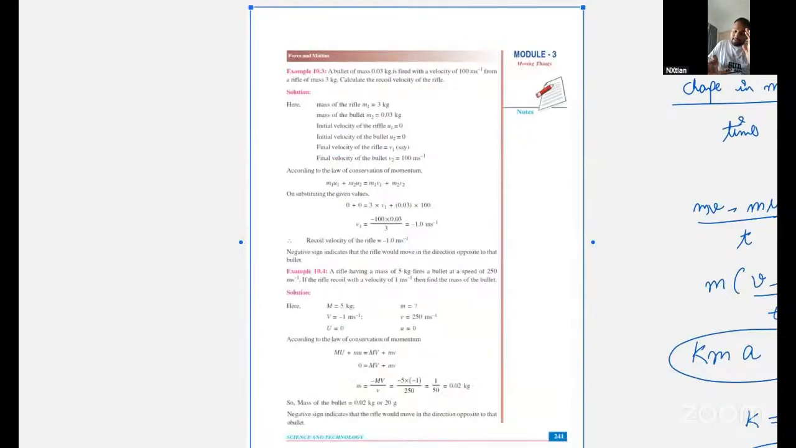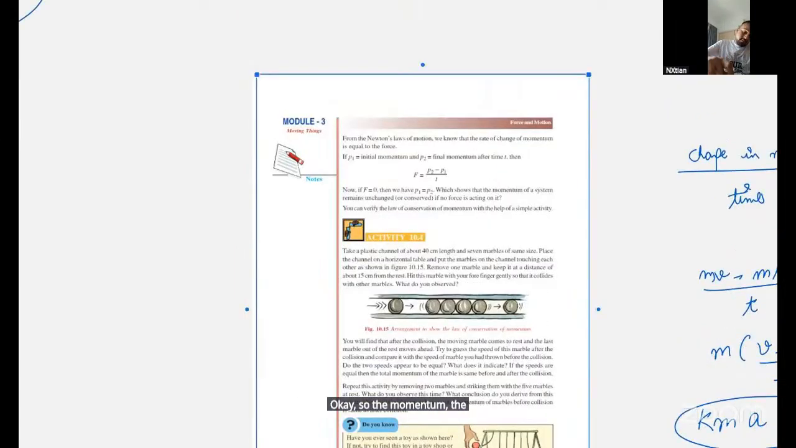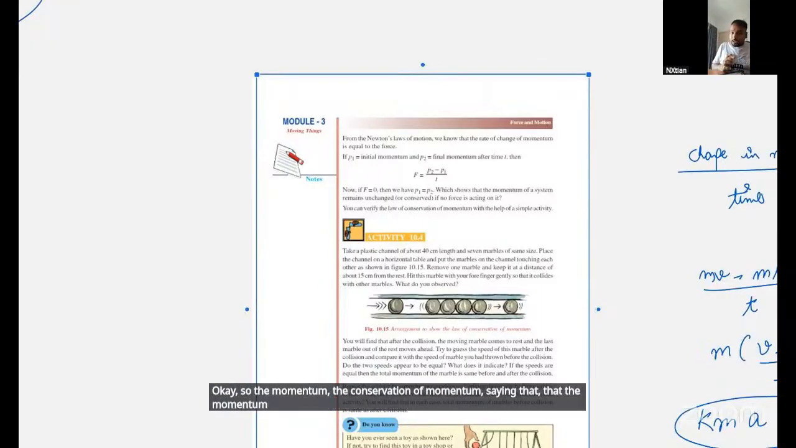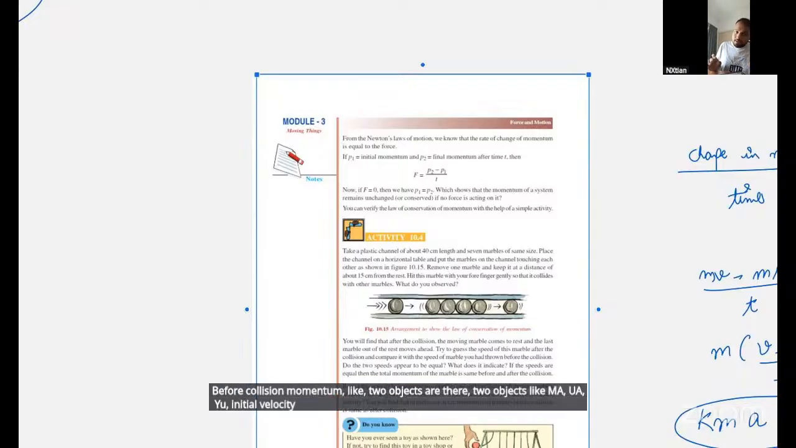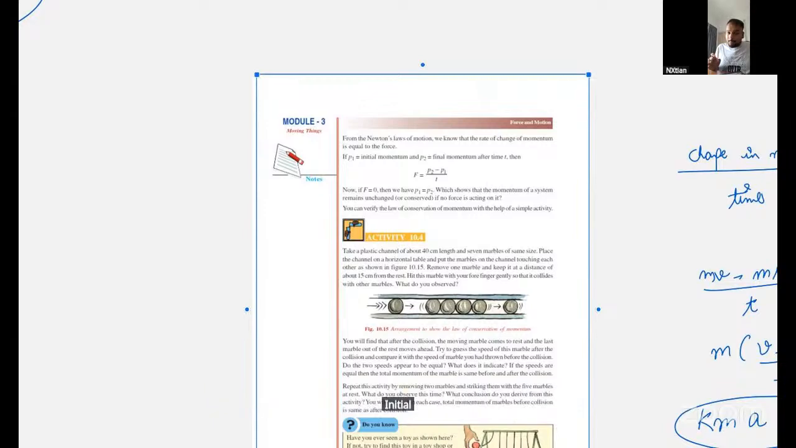So the conservation of momentum says that the momentum before collision is equal to the momentum after collision. Simple as that. Before collision, two objects are there, with ma, ua, where ua is the initial velocity of object a. So ma ua plus mb ub, the initial momentum of the two objects, is equal to the final momentum of the two objects. What is the final momentum?